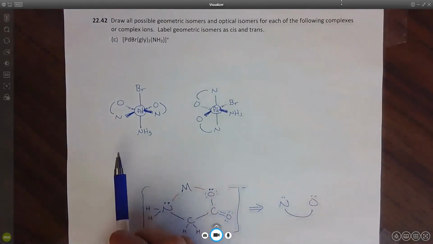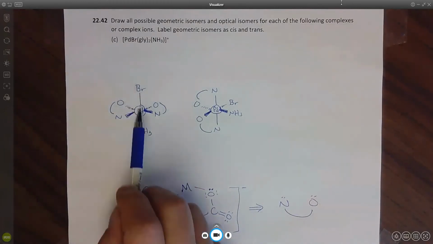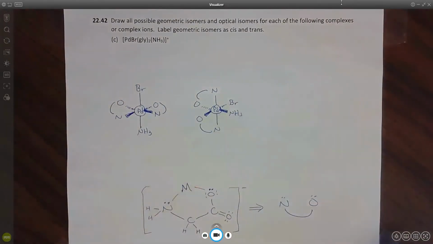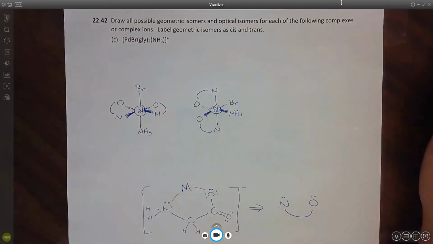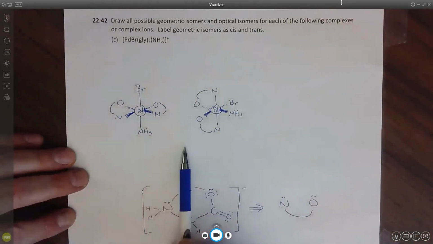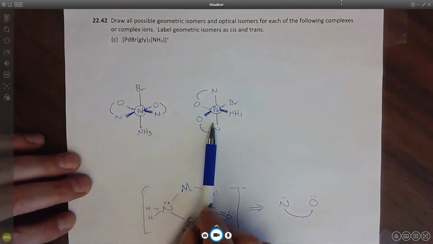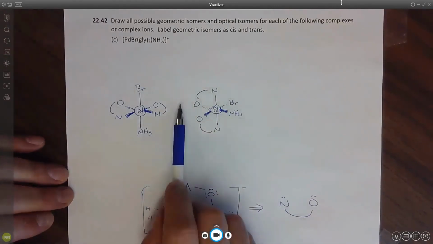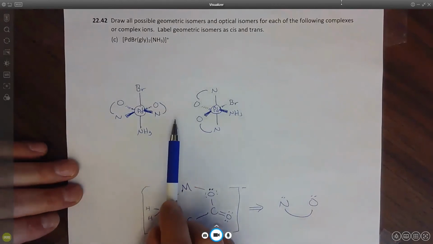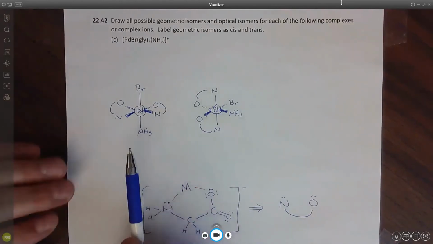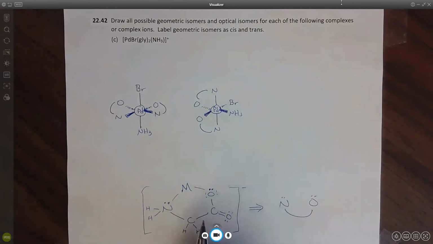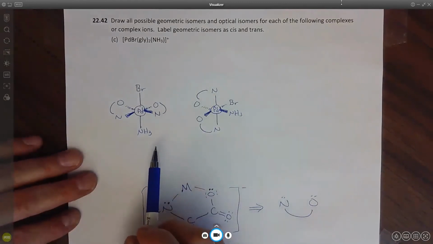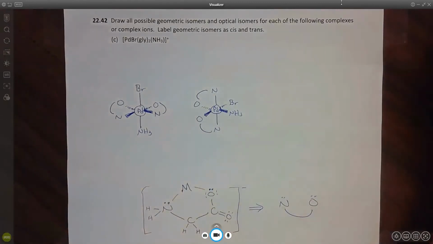Now, in this case, you can see that there is absolutely no way to rotate them to get the same molecule, so they're definitely isomers. They are not mirror images of one another, so they're stereoisomers, since all the connections are the same. They're not mirror images, so they're not optical isomers. That means they're geometric isomers, and if they are geometric isomers, we're going to have to label them as either cis-trans or fac-mer. In this case, they will be cis-trans.